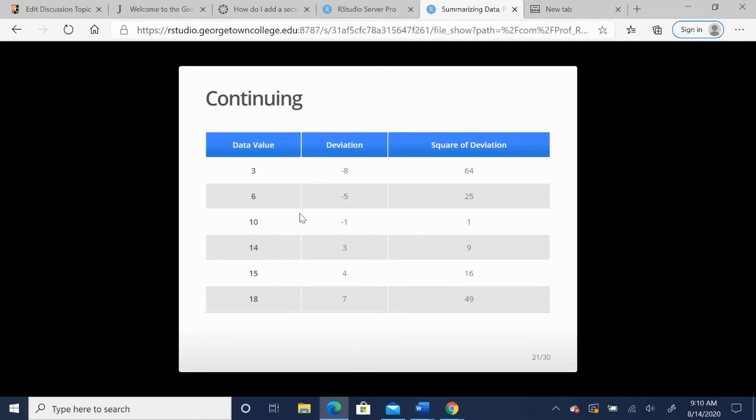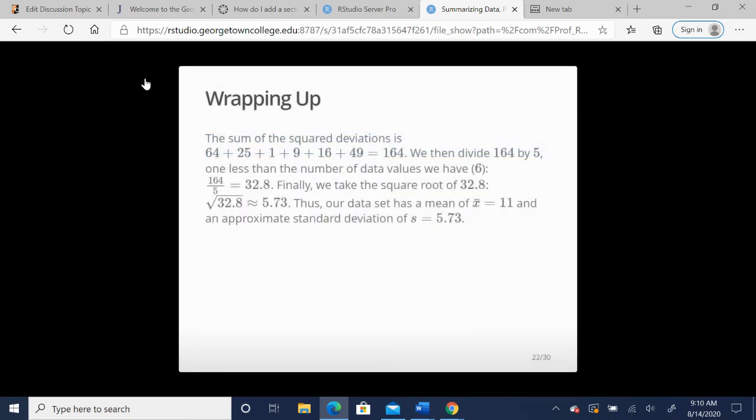Now, if we took these deviations and squared them, that's what this number in this category is. So we found the mean, we found how far away each one was, and we squared it. Then we would add up all of those squares and divide by 5 because that's one less than the 6 values that we had. We would get 32.8 and then take the square root. So we would get a mean of 11 and an approximate standard deviation of 5.73. Again, it's not a difficult calculation. It just can take a while depending upon how many values we have in the data set.